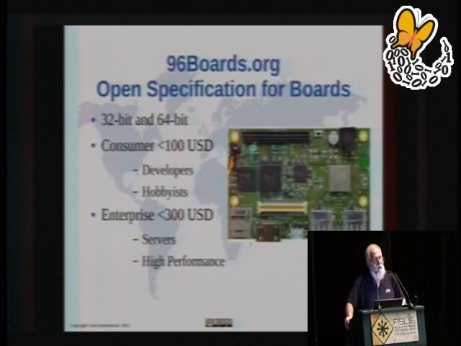Now, as I said, I work with an organization called Linaro, and they've come out with a specification called the 96Boards specification. This is for all of their member companies to take their systems on a chip, fit them onto this board, and the boards would all have the same mounting holes, connectors in the same place, and all use the same type of power connections, and therefore create a standard across ARM boards. There are two different editions of the standard. One is called consumer, which is for the hobbyist, you people, for the most part, developers and things like that. And the other is called enterprise, which is aimed towards server systems and high performance. And the enterprise version would go for less than 300 US dollars.